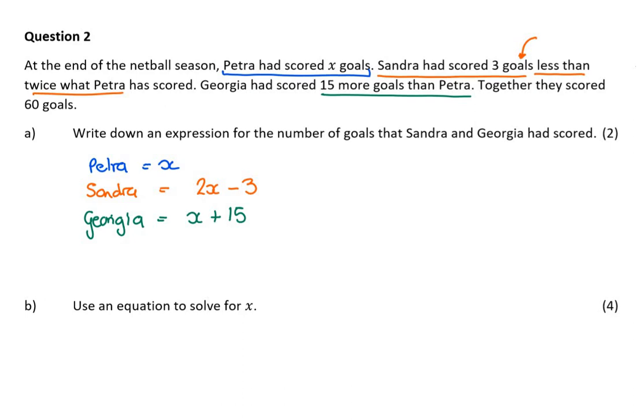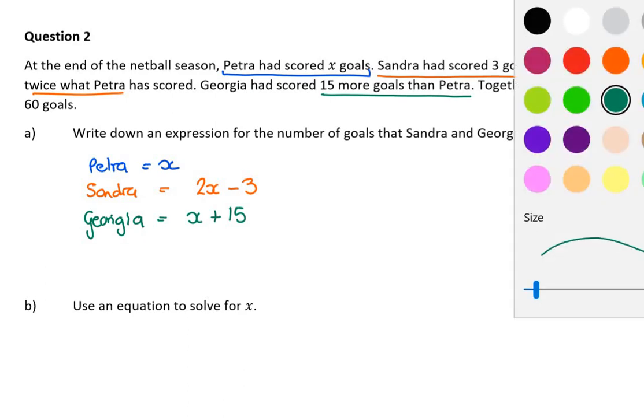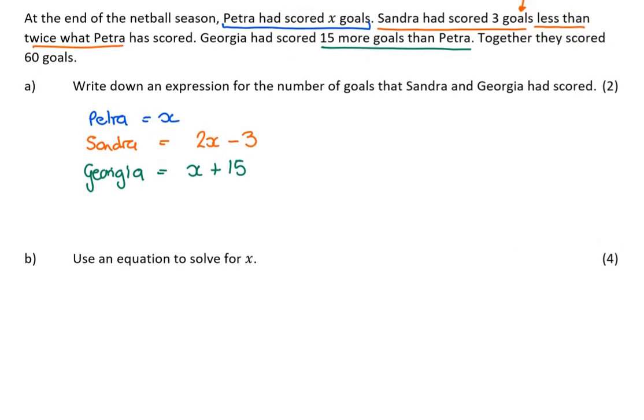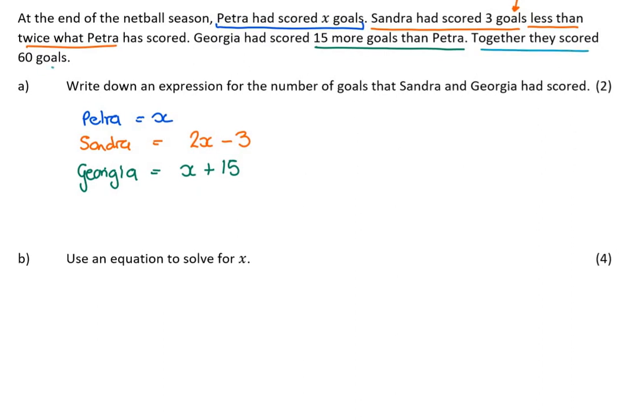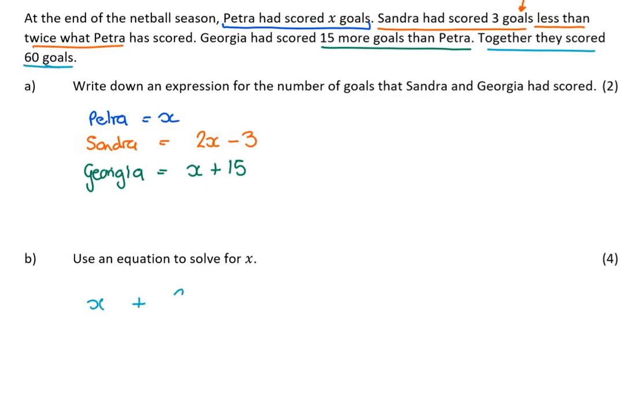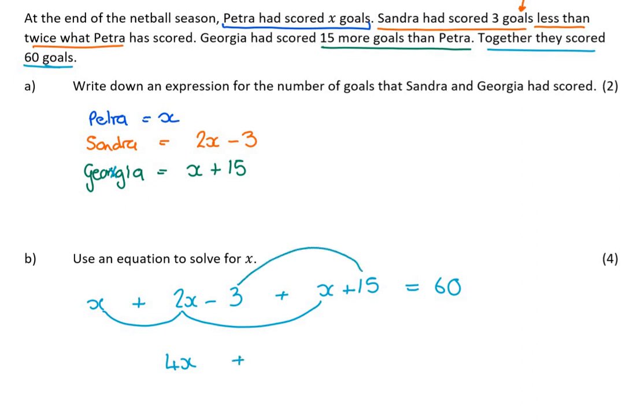Now, I hadn't even read the question, but the first question says, write down an expression for the number of goals that Sandra and Georgia had scored, obviously in terms of x. So that's quite a useful phrase. In terms of x means using x. So there we go. Now, the next question said, use an equation. So not just guess it, use an equation to solve for x. Now, basically, together they scored 60. So basically, Petra plus Sandy plus Georgia. Georgia has x plus 15, and together they give you 60. Now this is quite messy, so let me just neaten it up. x plus 2x is 3x, plus x is 4x, minus 3 plus 15 is plus 12.